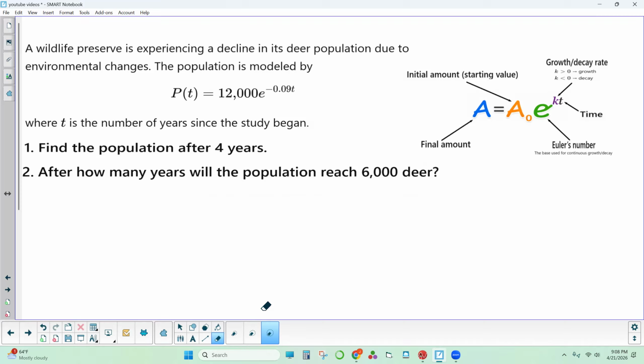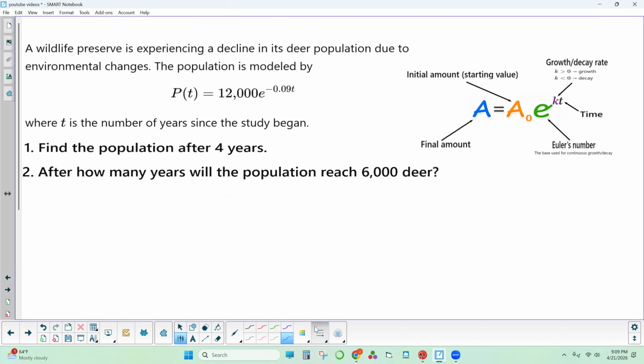So number 1 says, a wildlife preserve is experiencing a decline in its deer population due to environmental changes. The population is modeled by, here's our model, where t is the number of years since the study began. Question 1 says find the population after 4 years.